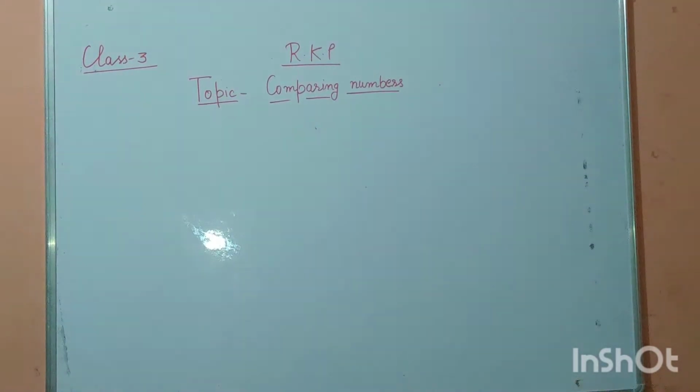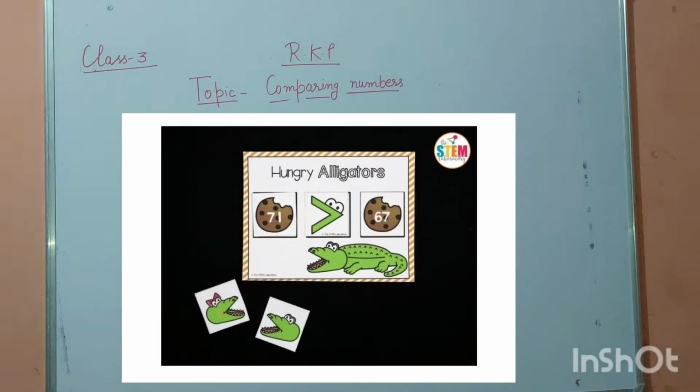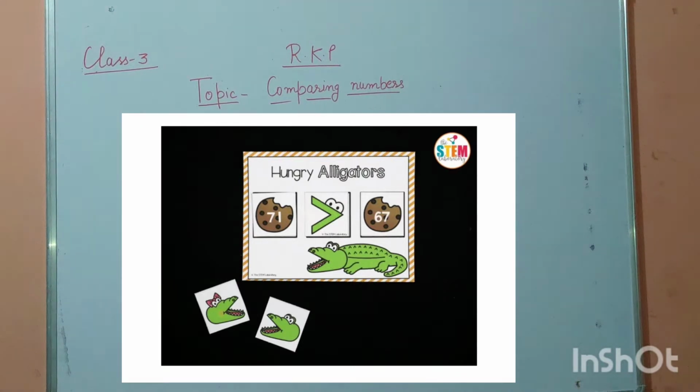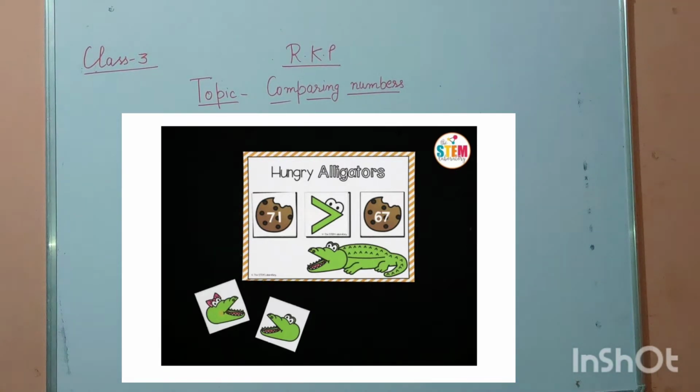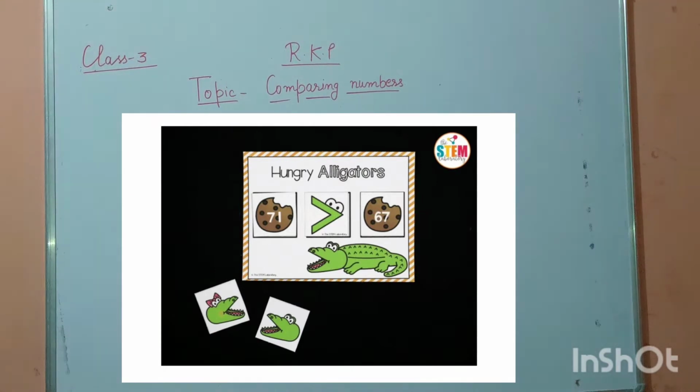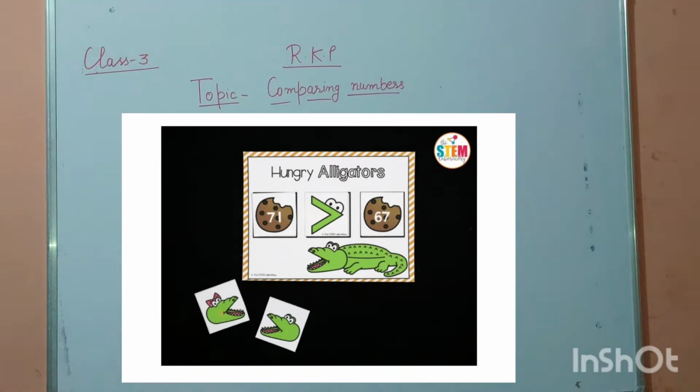Now students, watch this clip. In this, see the alligator's mouth. If it is open to the left side, then we can say it is the greater than sign. As you can see, the alligator's mouth is open to the left side and the left number is 71. So we can say 71 is greater than 67.